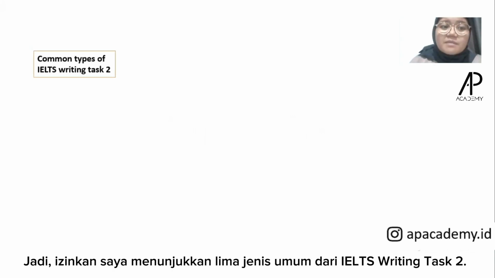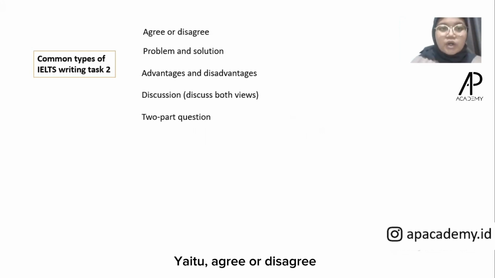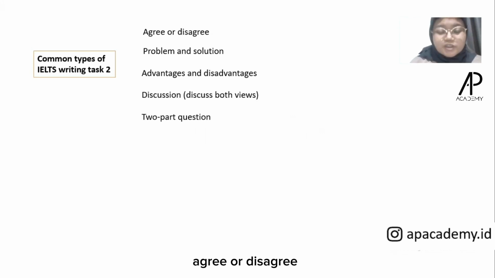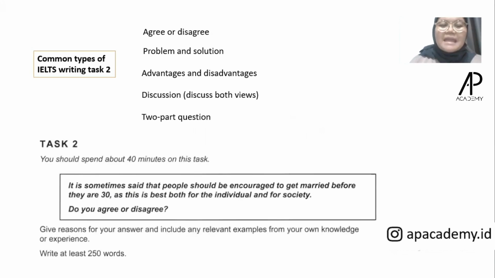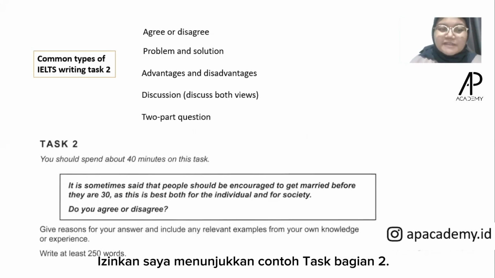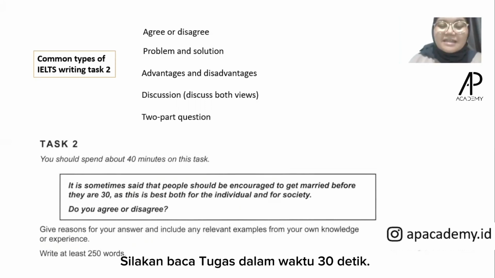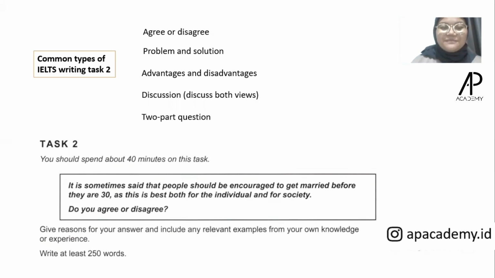So, let me show you 5 common types of IELTS writing test 2. They are agree or disagree, problem and solution, advantages and disadvantages, discussion in which you have to discuss both views, agree or disagree, and 2-part question. Let me show you a sample of task 2. Please read the task in 30 seconds.